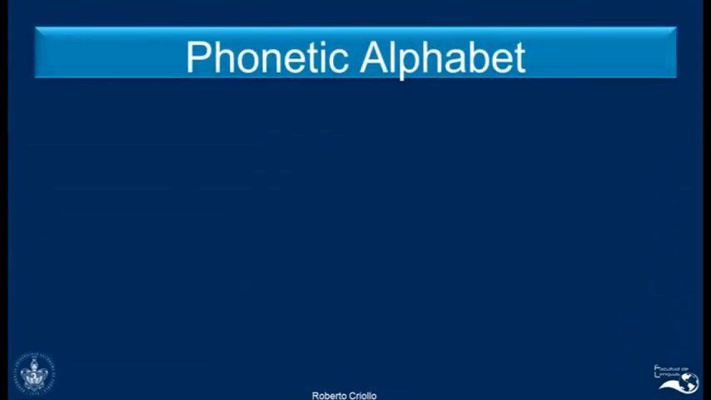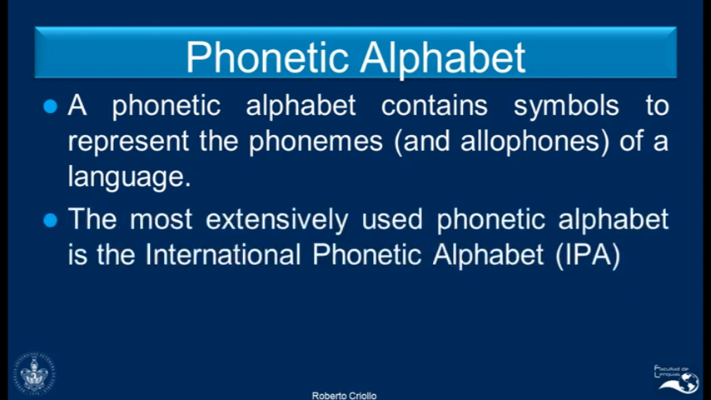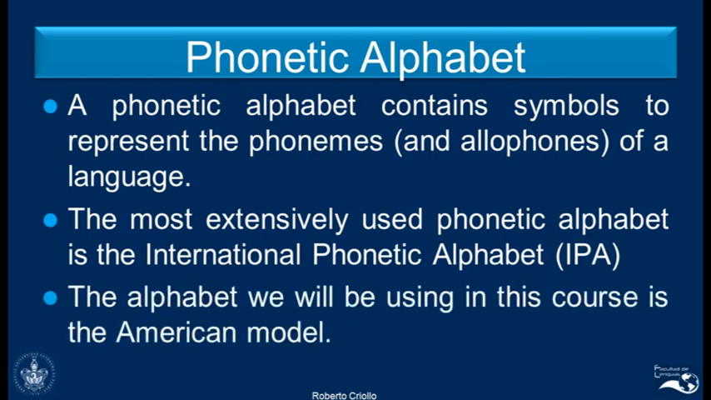Now, in the same way that we have an alphabet to represent all of the letters of a language, we also have phonetic alphabets that contain the symbols that represent all of the phonemes and allophones of a particular language. And the most extensively used phonetic alphabet, of course, is the International Phonetic Alphabet, or IPA. However, in this course, we're going to be using the American model, which seems to be a little bit more adapted for our purposes. But all through the course, I'm going to be teaching you the different correspondences that exist between this American model and the International Phonetic Alphabet or other alphabets, so that you can identify what symbols represent the same phoneme in different kinds of alphabets.